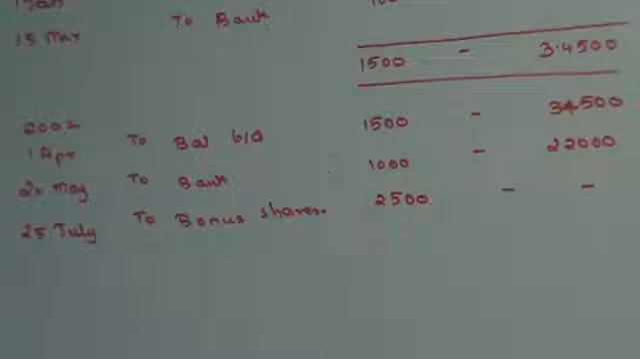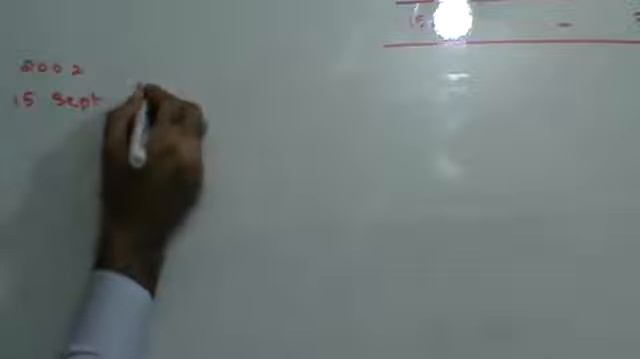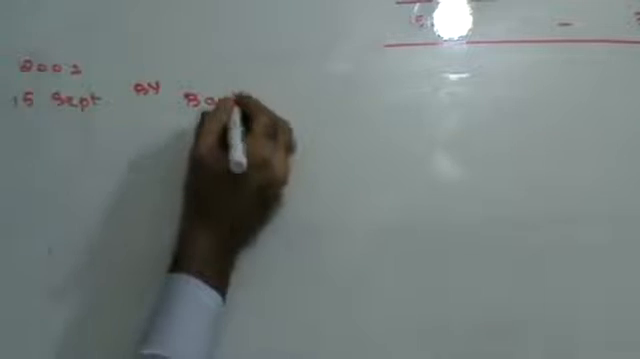Next, they've said that on 15th September, a dividend of 3 per share was received for the year ending 31st March 2002. So you have received a dividend of 3 per share. This will be on the credit side, on 15th September 2002, by bank, as money is coming in. Now, your opening balance was 1500 shares, so let's work out the dividend.